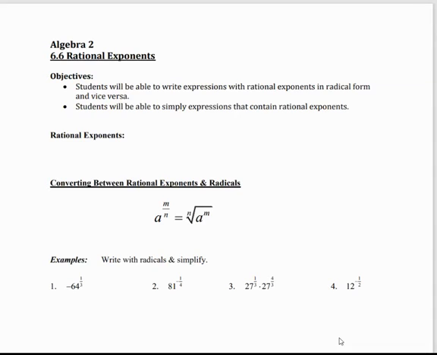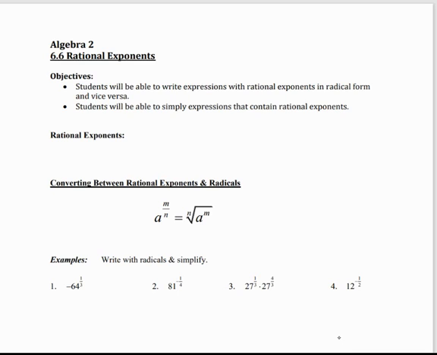Let's take a look at section 6.6, which is rational exponents. So this is a new section that you want to pay careful attention to. However, the good news is if you have a strong understanding of exponent rules, rational exponents shouldn't be too tricky. So what is a rational exponent?